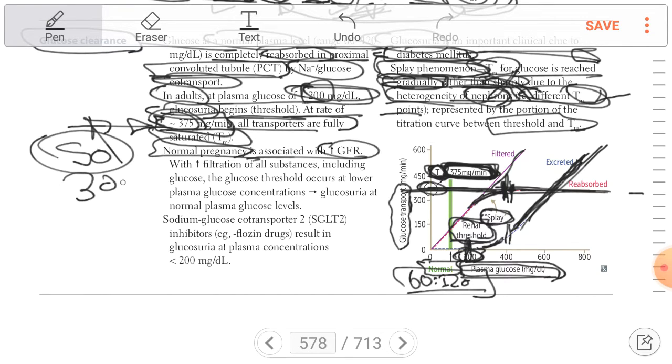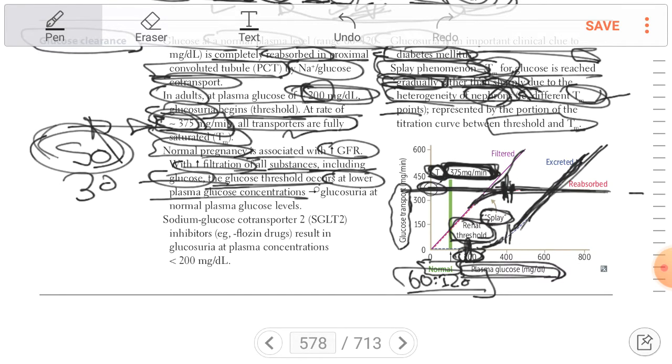So it's associated with what? Increased glomerular filtration rate, increased filtration of all substances, including glucose. The glucose threshold occurs at a lower plasma glucose concentration. So we said that the renal threshold is 200. It will be lower during pregnancy. There is expansion of the plasma and more filtration, including glucose. So the glucose threshold occurs at a lower plasma glucose concentration, leading to glucosuria at normal plasma glucose level, and it will be normal during pregnancy. So glucosuria can occur at normal plasma glucose level during pregnancy due to expansion of the plasma and increase in glomerular filtration rate, increased filtration of many substances. One of them is glucose.